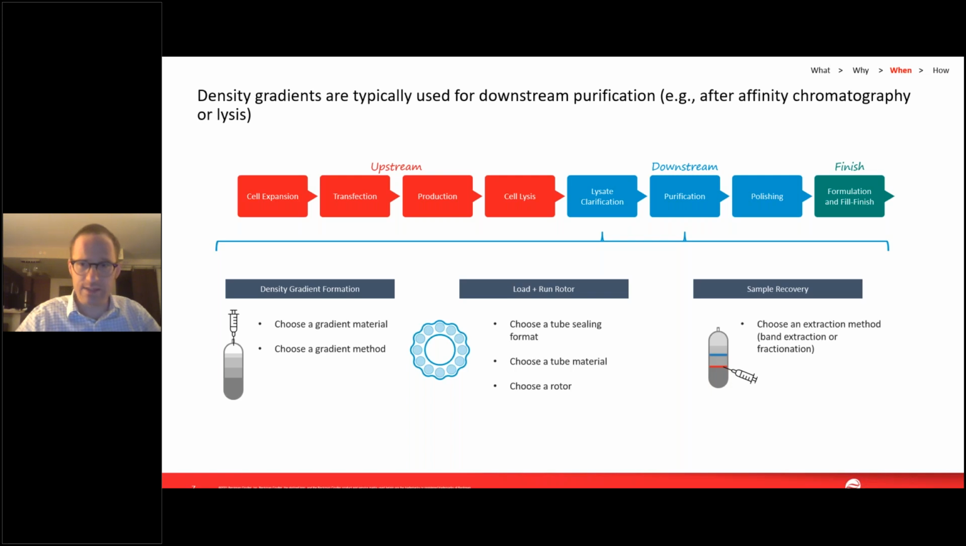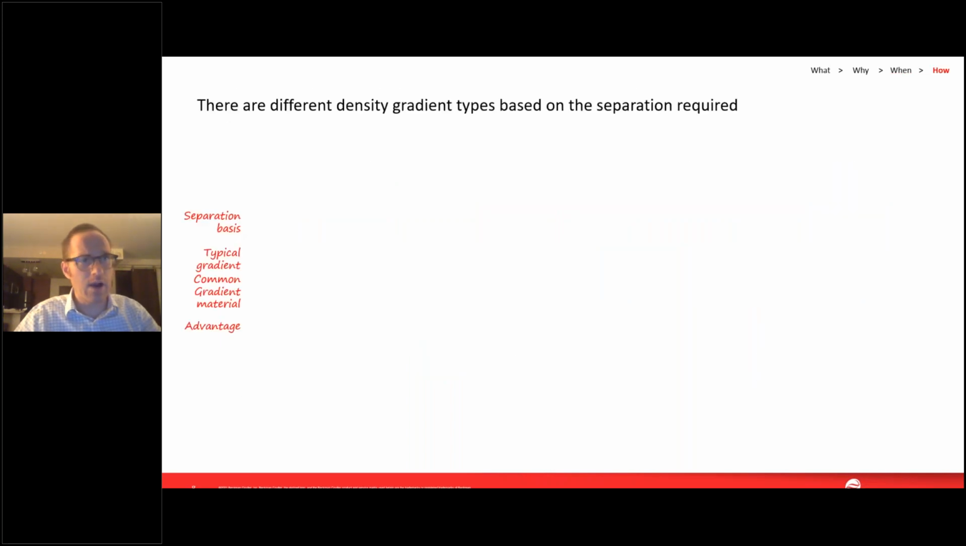Everything really boils down to these three. We're going to talk about optimizing each one of these steps. But let's talk about that method a little bit more. So how does this process work? Well, there are different gradient types.